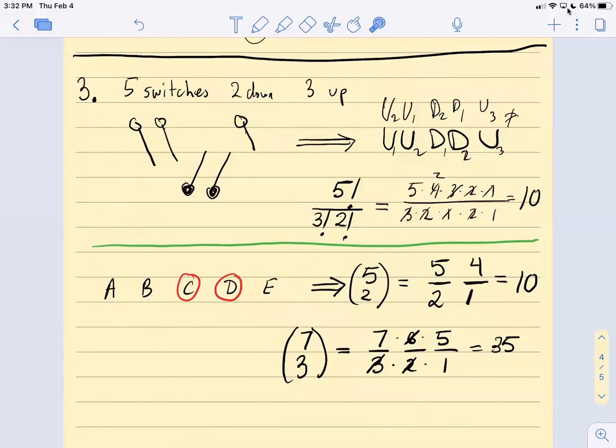So the idea is, if you have your 5 switches, you can pick two. There's a number of ways you can pick 2 of them to be down. It's the same as if you have 5 friends. It's the number of ways you can pick 2 of them to join you to go to the movie.